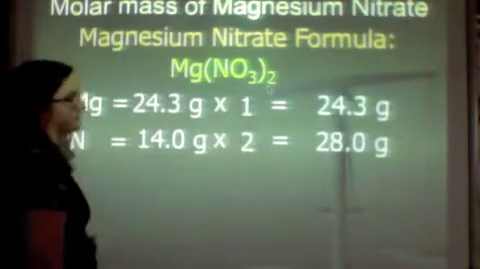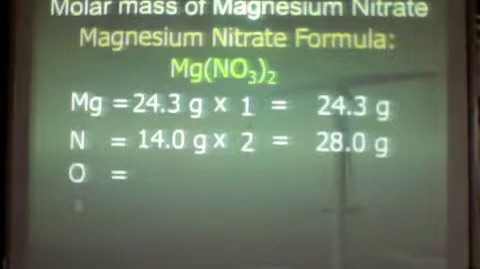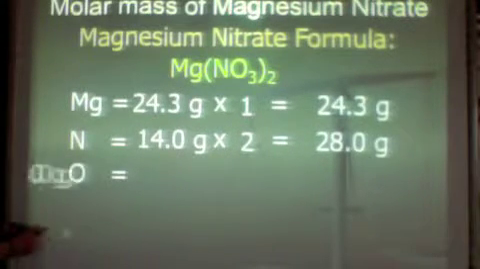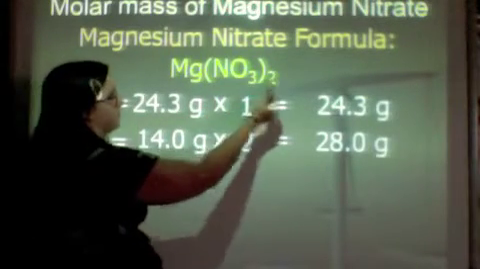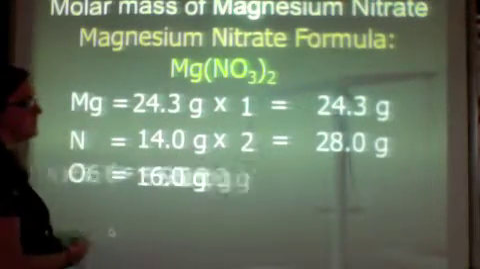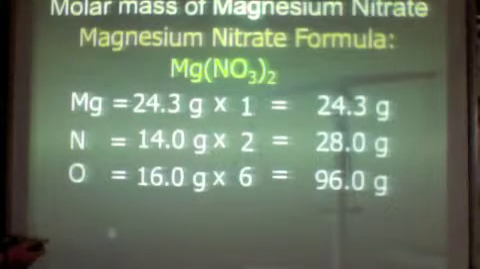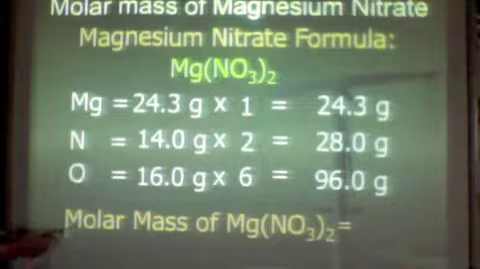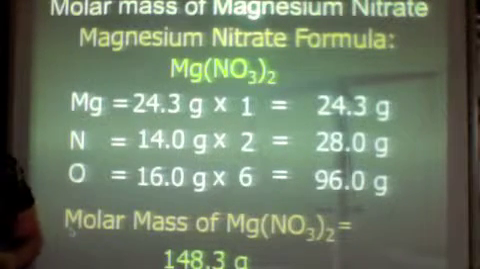There's 2 nitrogens. So we get a mass of 28 grams. Then we're going to do the same thing for oxygen. The mass of oxygen is 16.0 grams, and the fact that there's a 3 here and a 2 on the outside of the parentheses means that we have 6 oxygens, which gives us 96 grams. So to find the molar mass, you simply add it all up, and you get 148.3 grams.